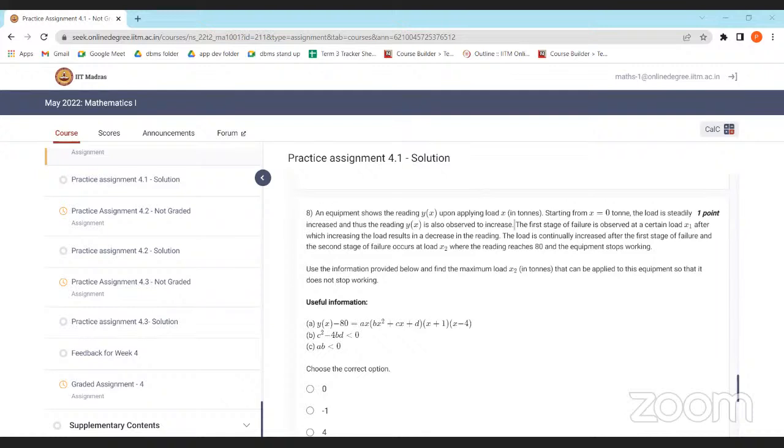Okay. Sir, can you open practice assignment 2.4 of week 4, please? There is a practice assignment 2.4 in week 4, based on what we have learned in previous weeks. I have several doubts in that. After activity 5, there is a practice assignment 2.4. Yes, sir.